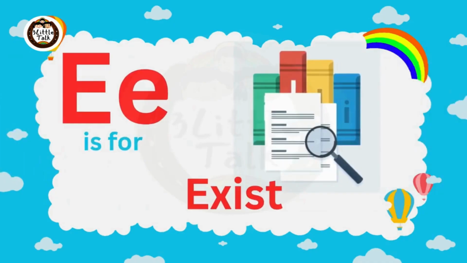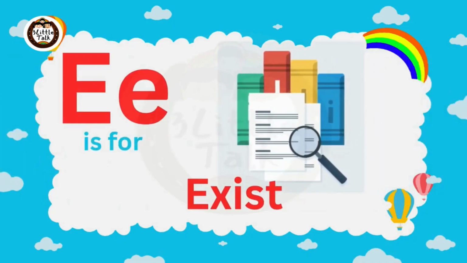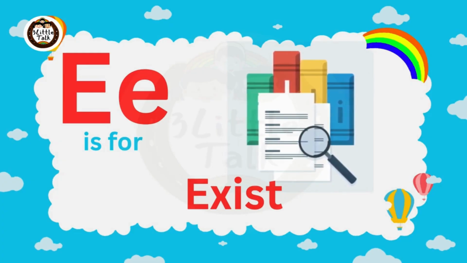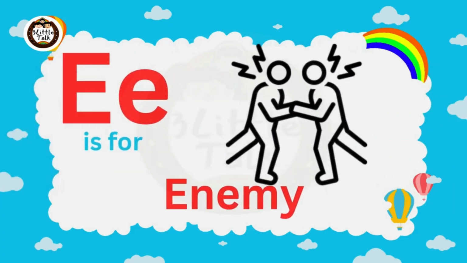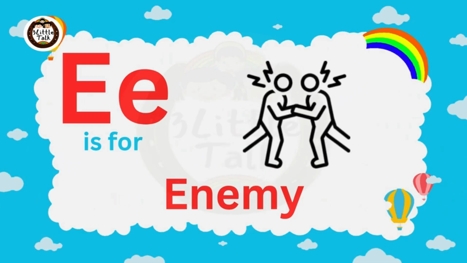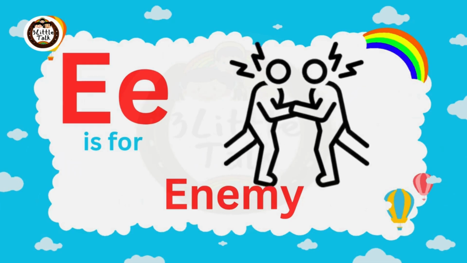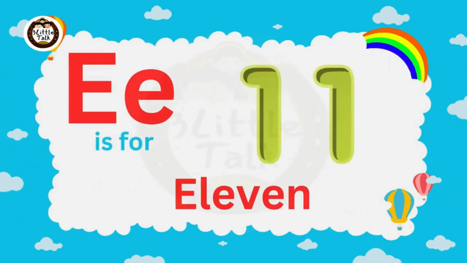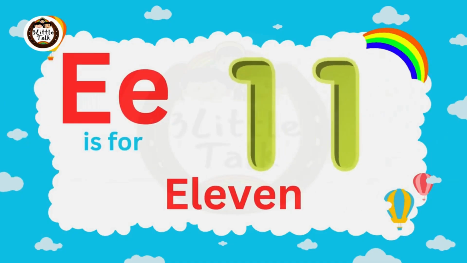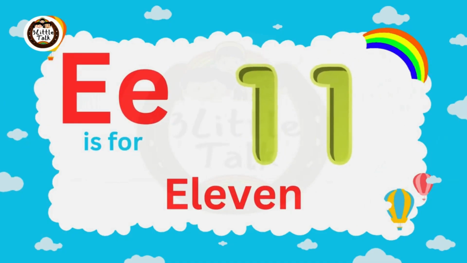E is for exist. E is for enemy. E is for 11.